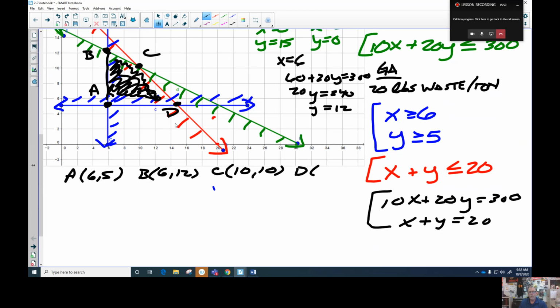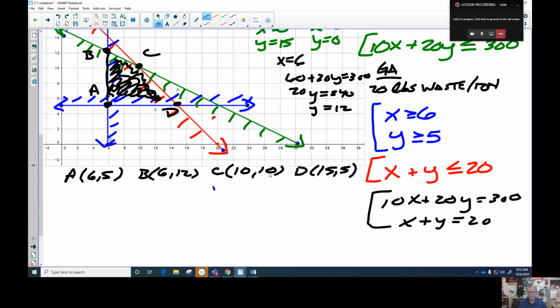And then finally, D, we know the y value is 5, right? Because it's at y equals 5, and it intersects the x plus y equals 20. So it's got to make that true. So if y is 5, x has to be 15. So this would be 15, 5. And we've got our 4 coordinates.